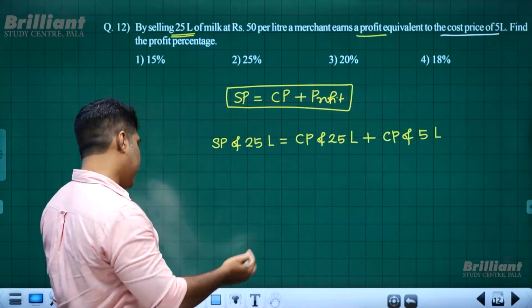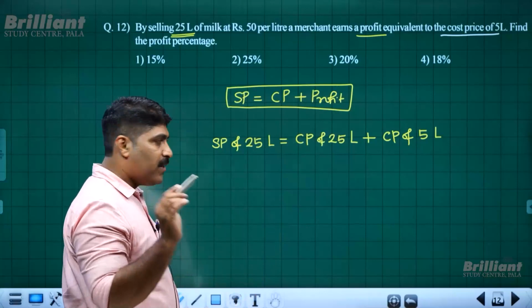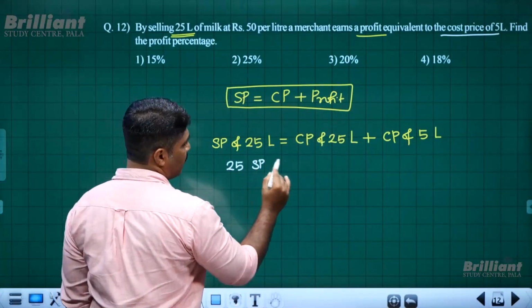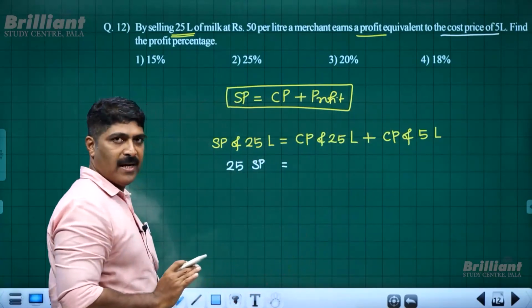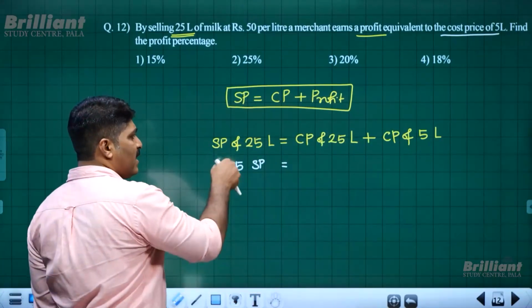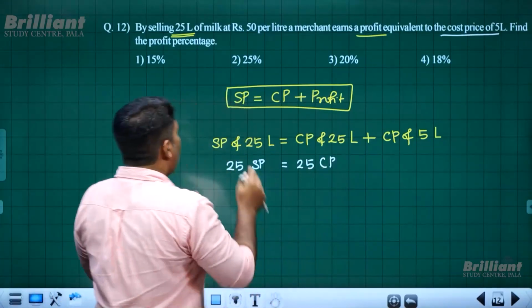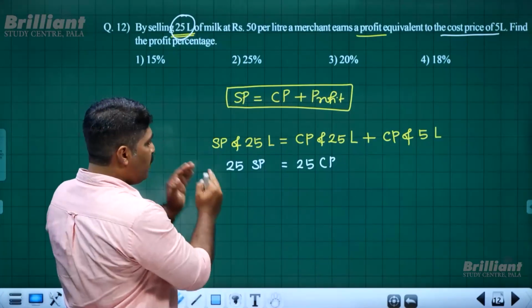So I will give you a direct way to reach this conclusion without writing this much. You can shortly write this as 25 SP. Whenever we are doing this kind of question, you don't want to write it in an elaborated way like this. Simply write 25 SP, and this is 25 CP. That's the first step. That means what is this quantity? That's very important. So 25 SP, 25 CP.